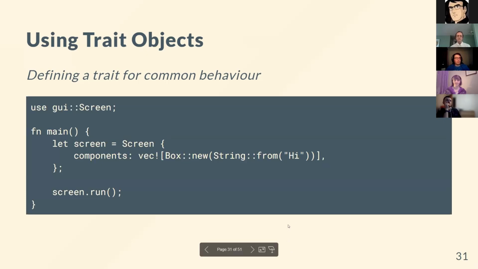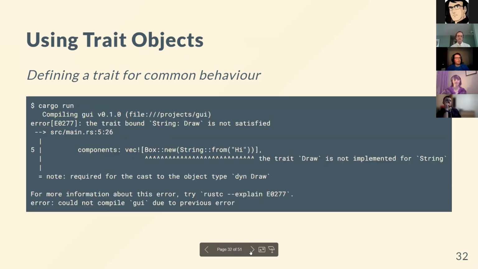Yeah, and so the book just gives us a quick example of a situation where it won't compile. So we try to pass in a string and we'll get some error messages, which are quite helpful and tell us that it needs to be of type dynamic Draw. Trait Draw is not implemented for String. Easy peasy.